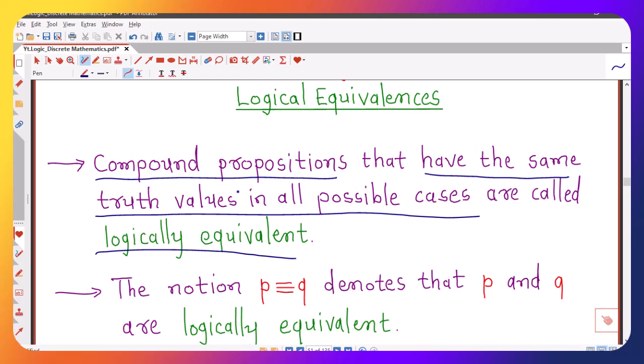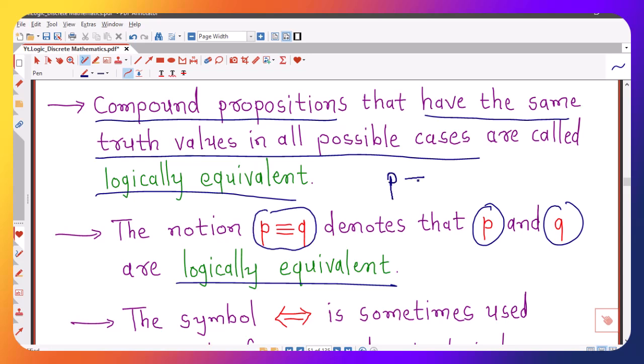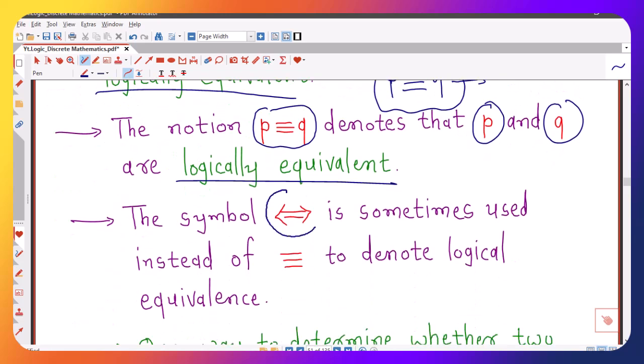Suppose we have two propositions P and Q. Then P and Q being logically equivalent is denoted by this notation, and this means P and Q are logically equivalent. Some books use this symbol also. We can denote that P and Q are logically equivalent using this symbol also.